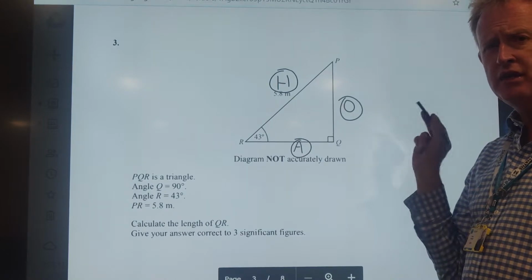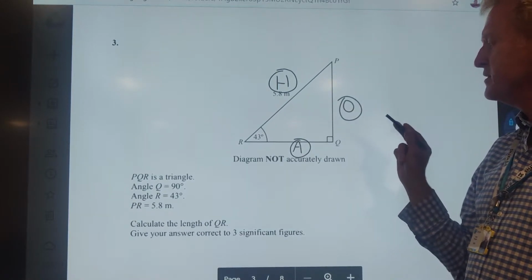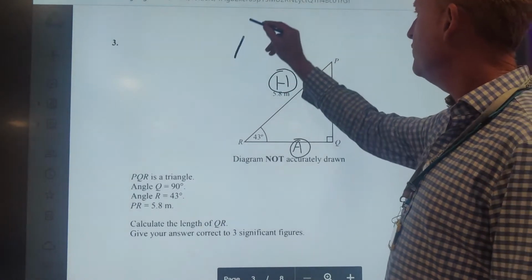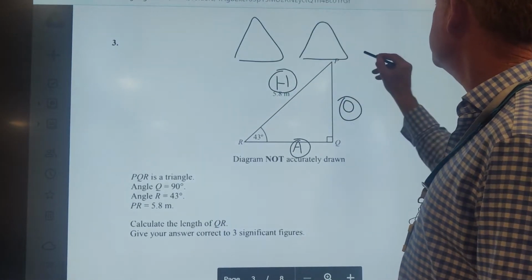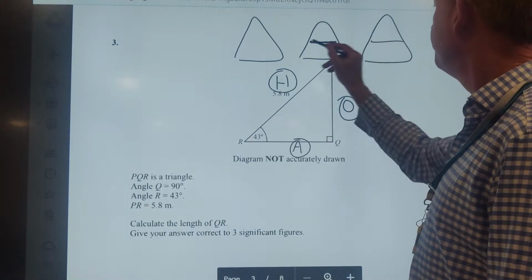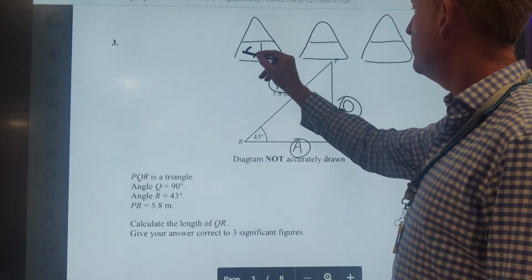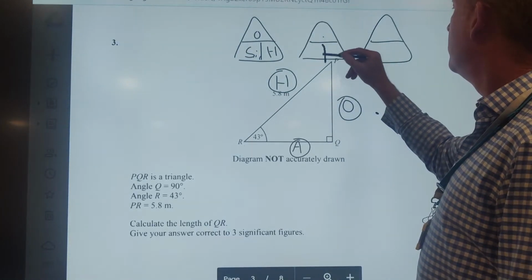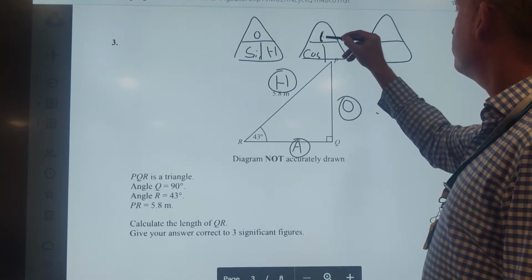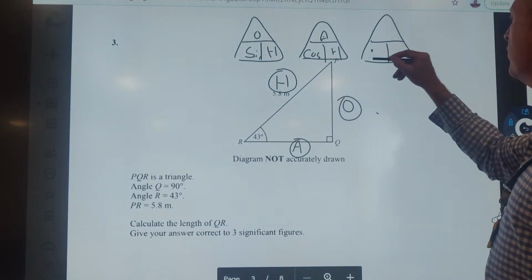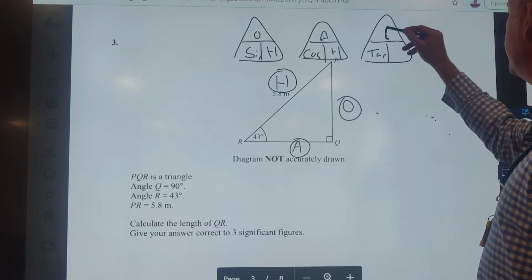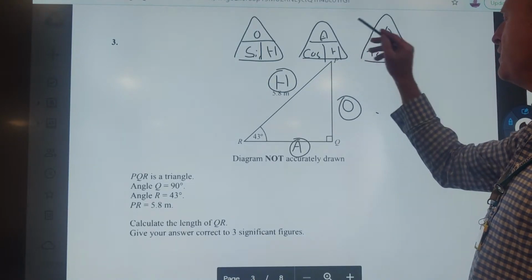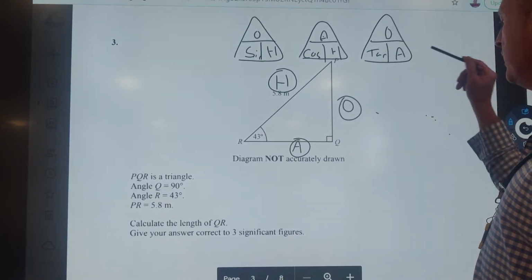The next thing I need to do is my SOHCAHTOA triangles to decide which trig ratio I'm going to have to use to solve this question. So I'll do 3 triangles up here, and I've got my sine ratio, my cos ratio, and my tan ratio. Sine is opposite over hypotenuse, cos is adjacent over hypotenuse, and tan is opposite over adjacent.